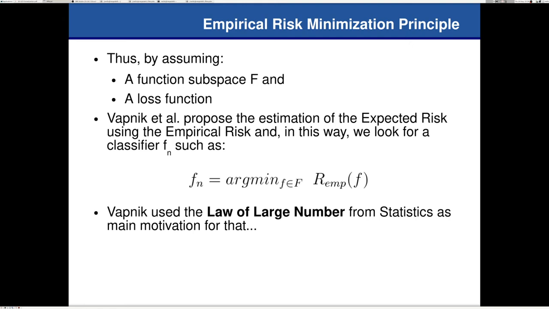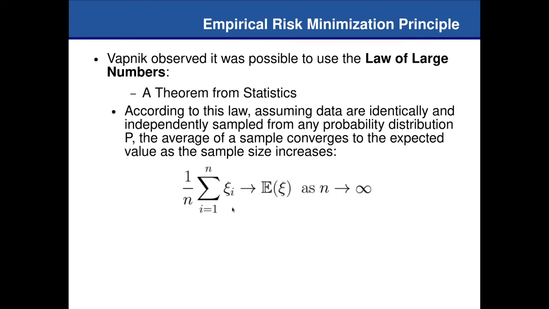But what happens when I receive more instances? It's going to miserably fail. Okay, we're going to discuss that, of course. So before, remember again, we discussed the law of large numbers. Vapnik observed that he could take advantage of the law of large numbers. What is the law of large numbers? An average of a given variable, for which I have access to realizations, approaches its expected value as the sample size of this variable tends to infinity.